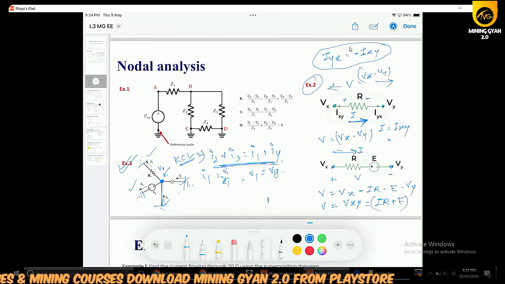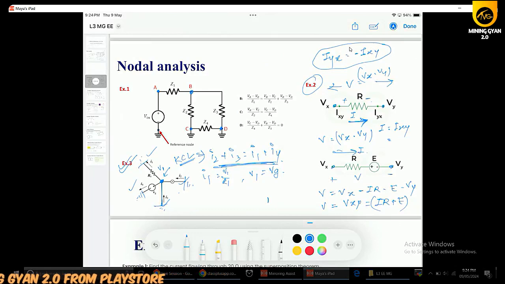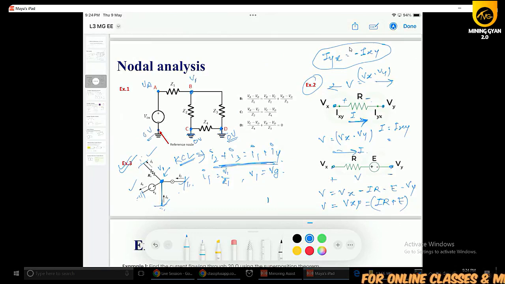Likewise, you have to apply the KCL equation at this node, at this node, at this node, and at this node. There are four nodes, and these nodes are at ground potential, so the potential value will be 0 volts, 0 volts. So what will be the potential at these nodes: Va, Vb, Vc, and Vd?